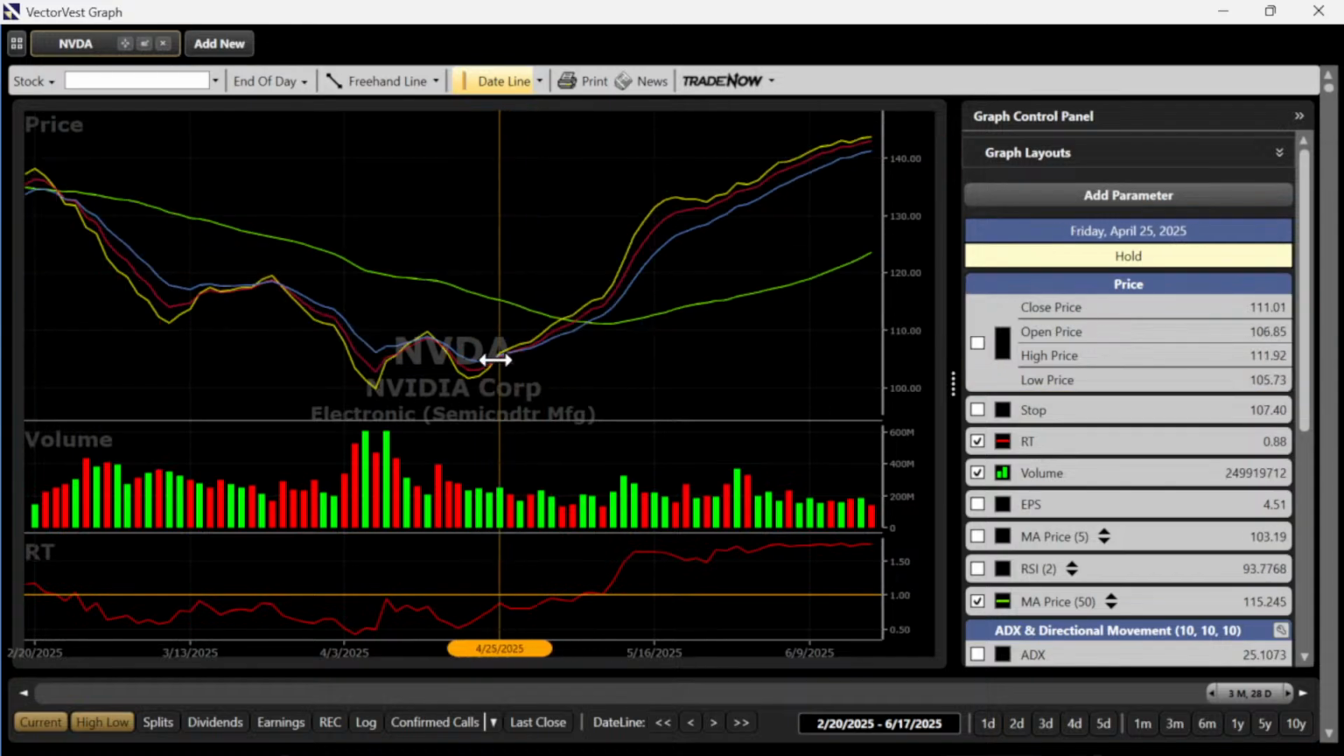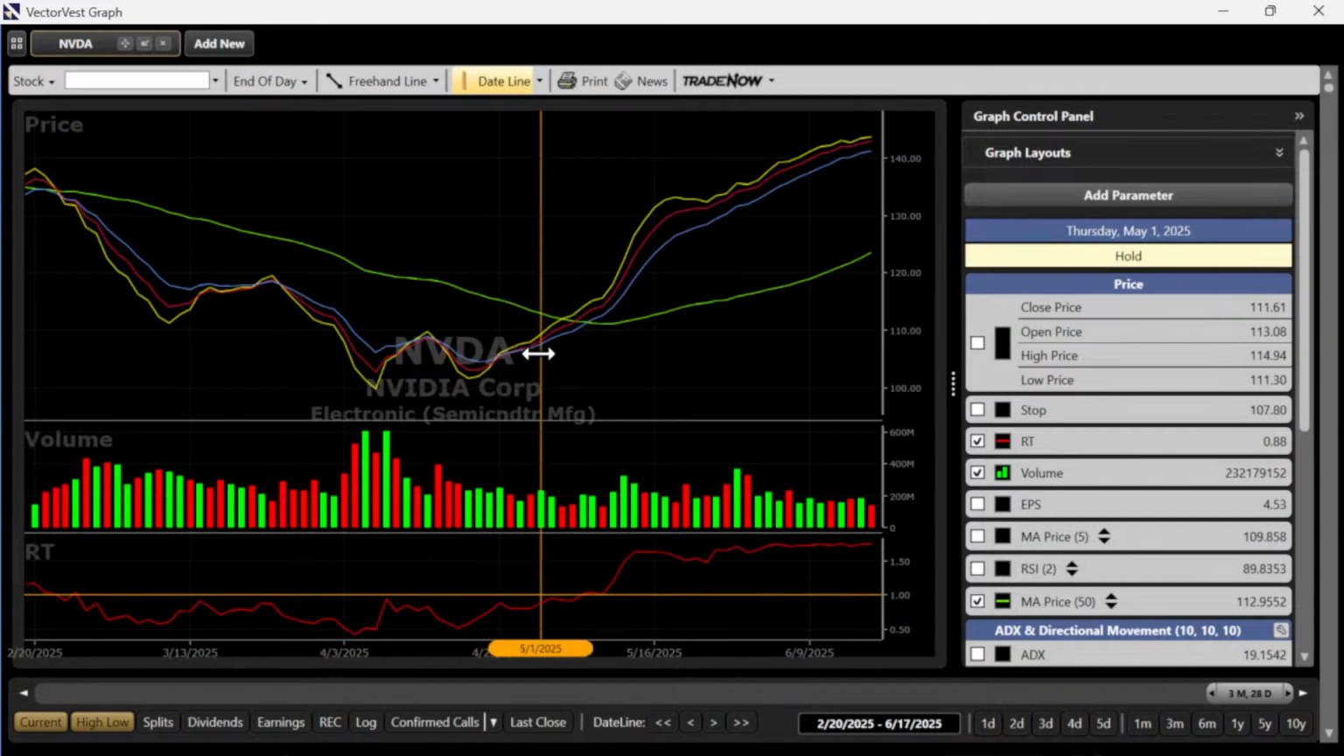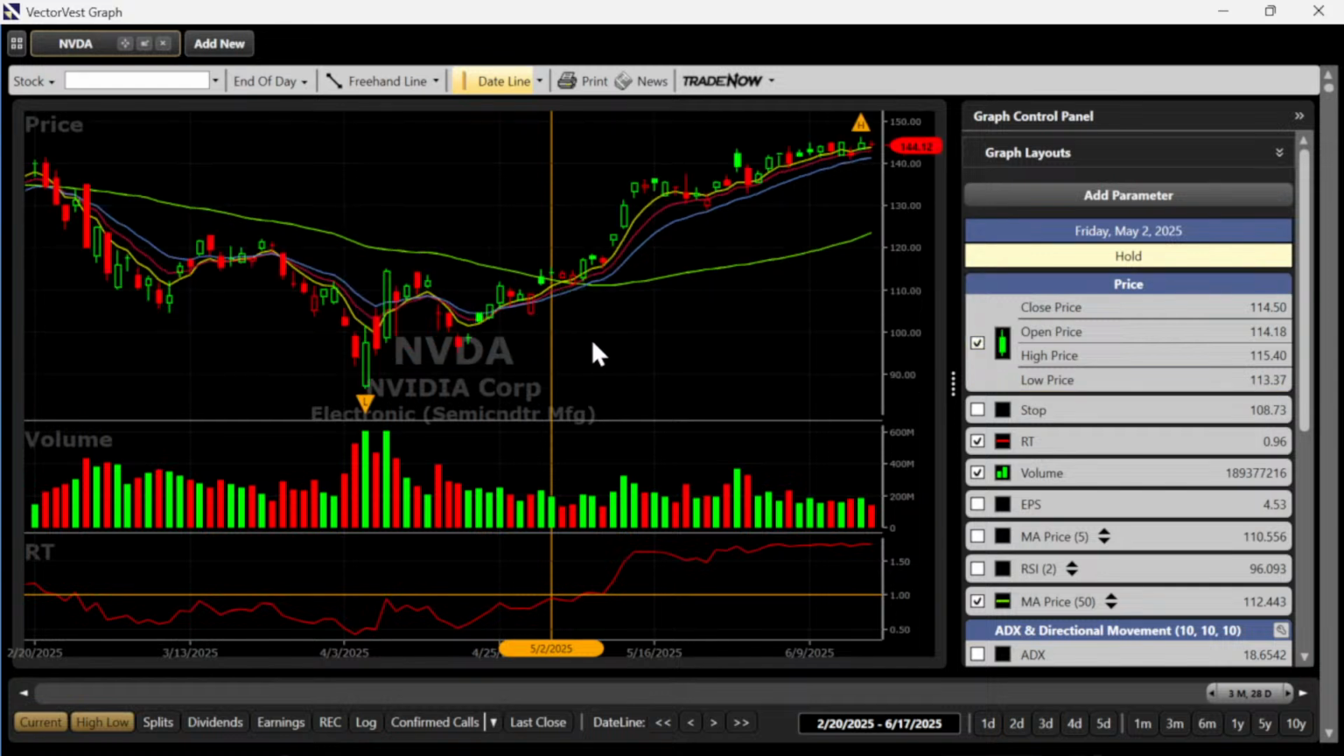Here is then where the squeeze occurred, and here's where they begin to fan out. Barely did that there. Now we're starting to see that here, right? Beginning of May, nice fanning out of the moving averages. Price closes above the 50-day moving average on May 2nd. Here's when I would have taken this trade.